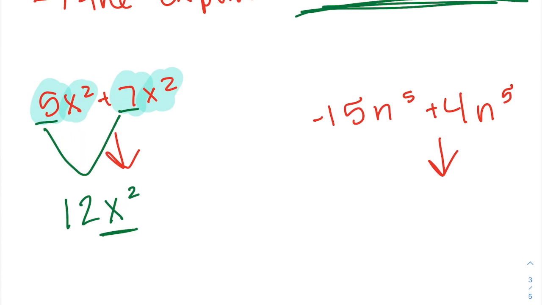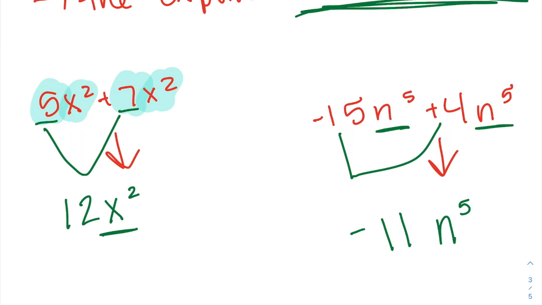I have negative 15n to the fifth, 4n to the fifth. I'm going to have an answer that is in terms of n to the fifth. And I want to know negative 15 plus 4, which is going to be negative 11. When I combine those, that is what I get.